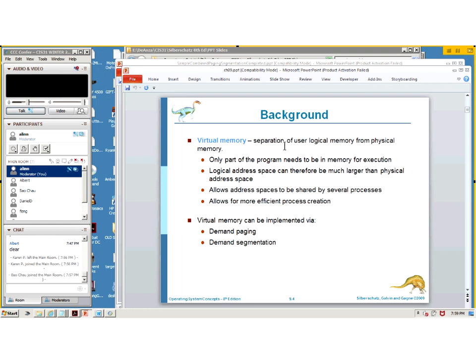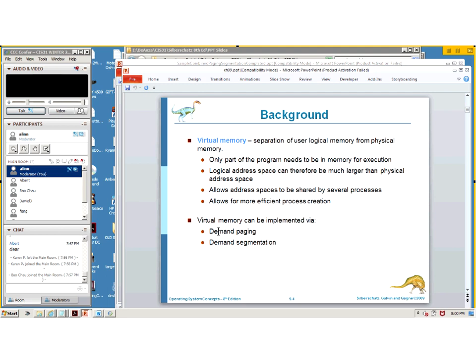So that was one. It separates logical from physical. Only part of the program needs to be in memory, whereas remember we talked about real memory techniques. They had to be contiguous. The whole program had to be in memory. That's not true of this environment. Logical can be much larger than physical. It allows the address space to be shared by other processes and allows for more efficient process creation.